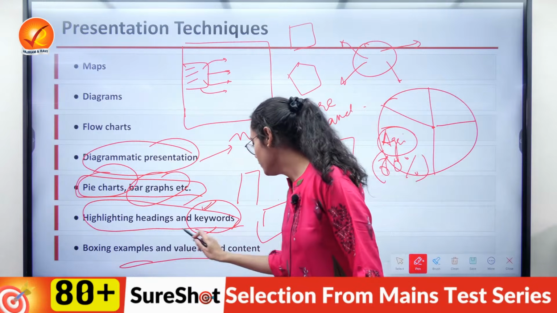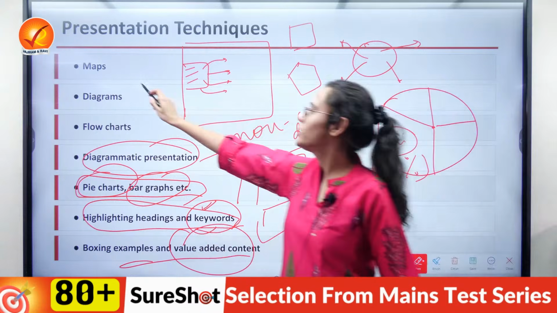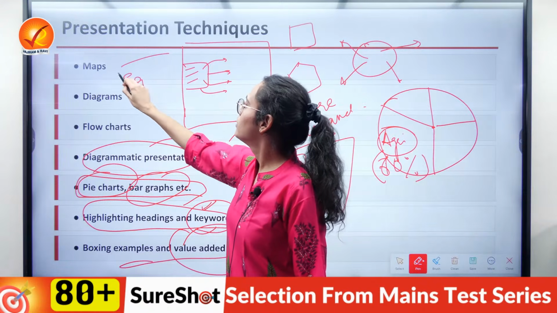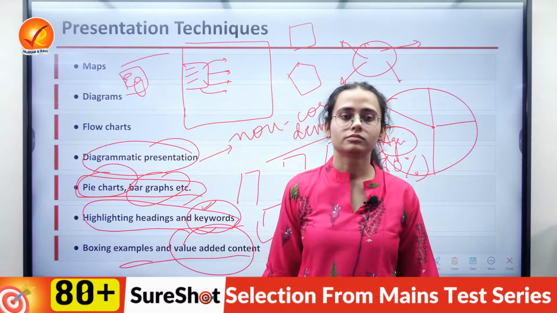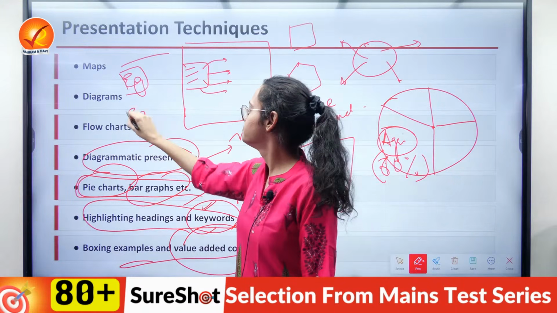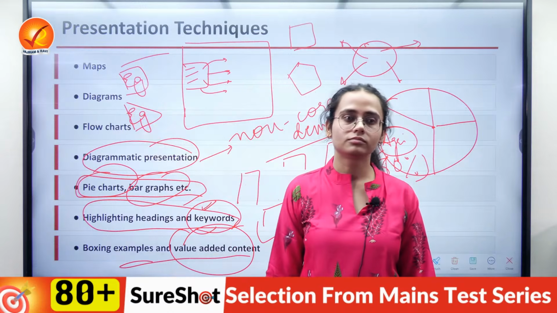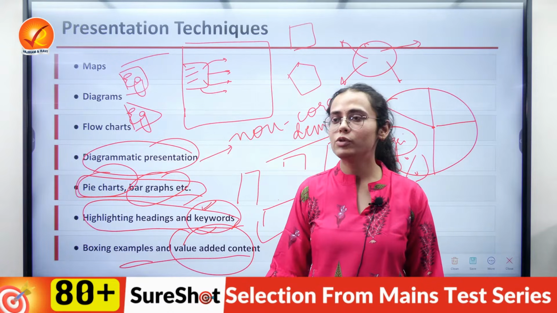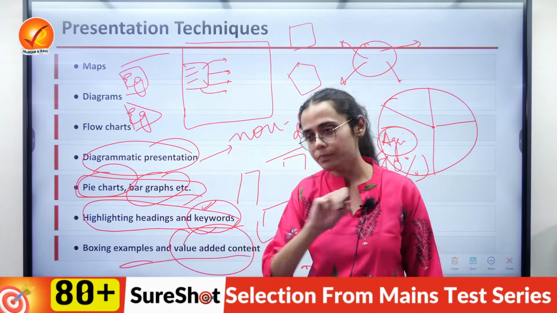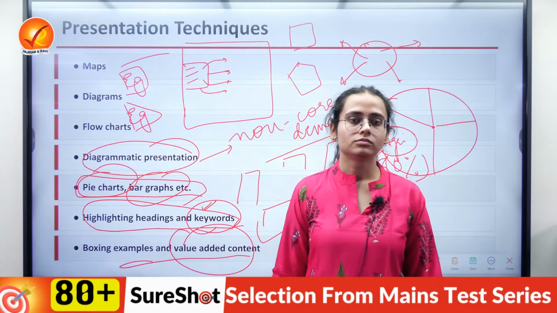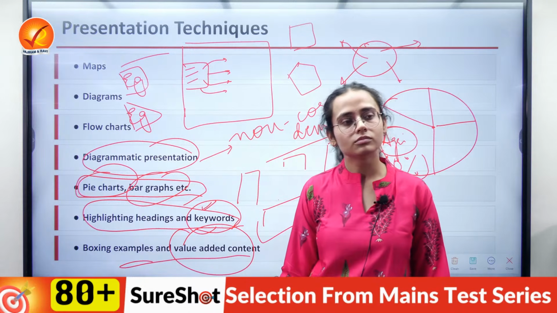Boxing examples and value added content. Let's say you have written any argument, example, or case. Any government scheme you have mentioned, any committee you have mentioned, underline it. Okay?